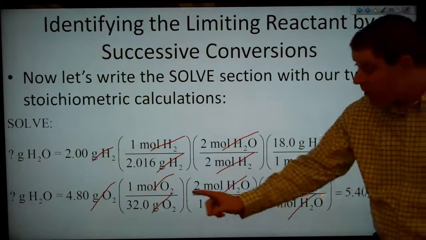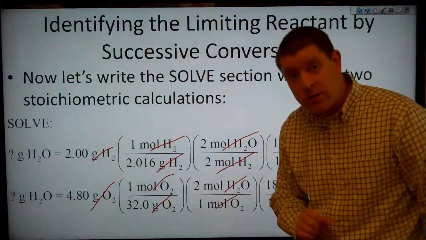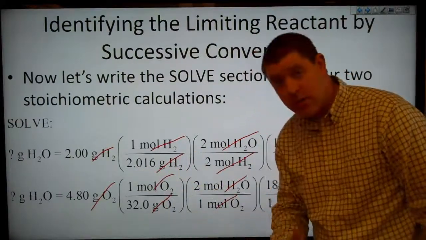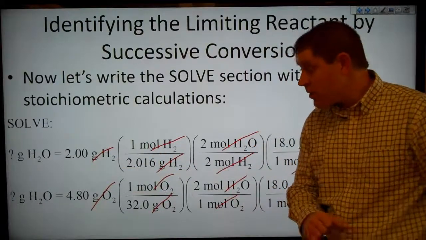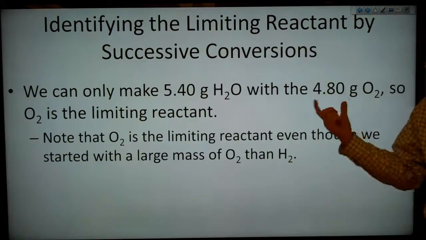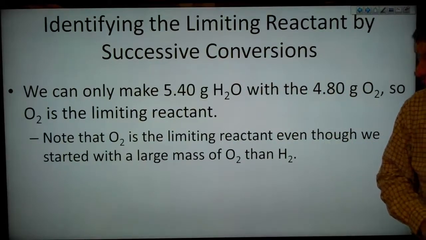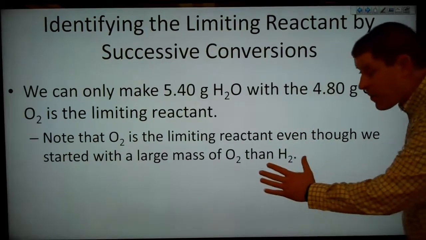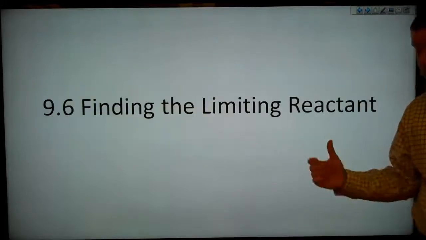Now I want to point out here, we had a larger mass of oxygen than we had of hydrogen, but because the molar mass of hydrogen is so much lower than the molar mass of oxygen, we run out of oxygen before we run out of hydrogen. So we can only make 5.40 grams of water with the 4.80 grams of oxygen, so the O2 is our limiting reactant. And note that O2 is the limiting reactant even though we started with a larger mass of oxygen than hydrogen. So that was finding the limiting reactant.